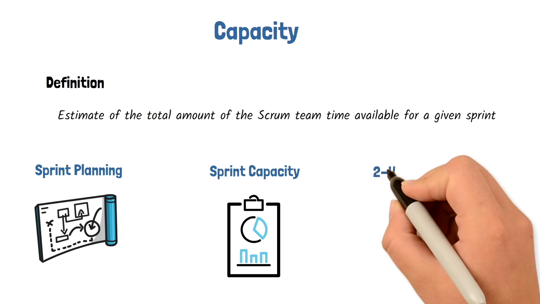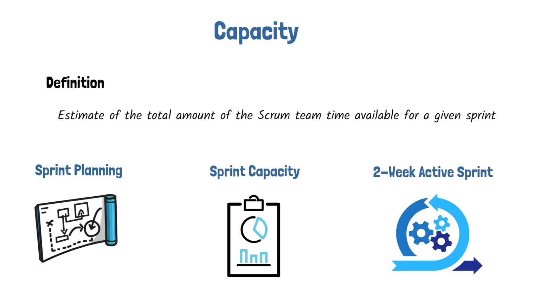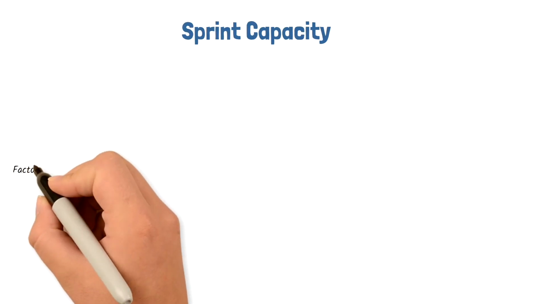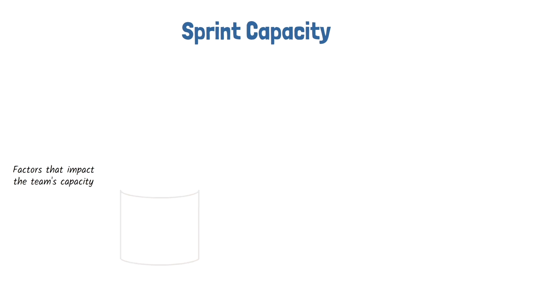Let's say your team is doing a 2-week sprint. We should acknowledge that not all 10 business days will be dedicated towards the active sprint execution. There are a lot of factors that impact the team's capacity and take away time from the team completing user stories that we need to take into consideration. Let's take a look at what those other factors are.